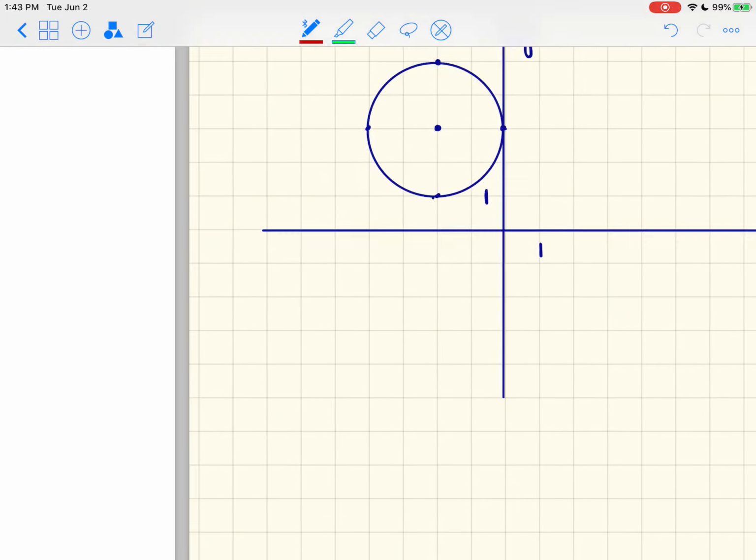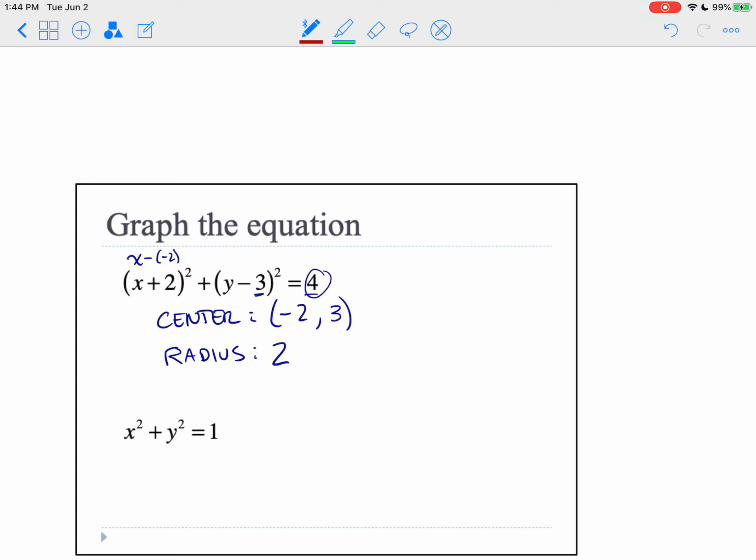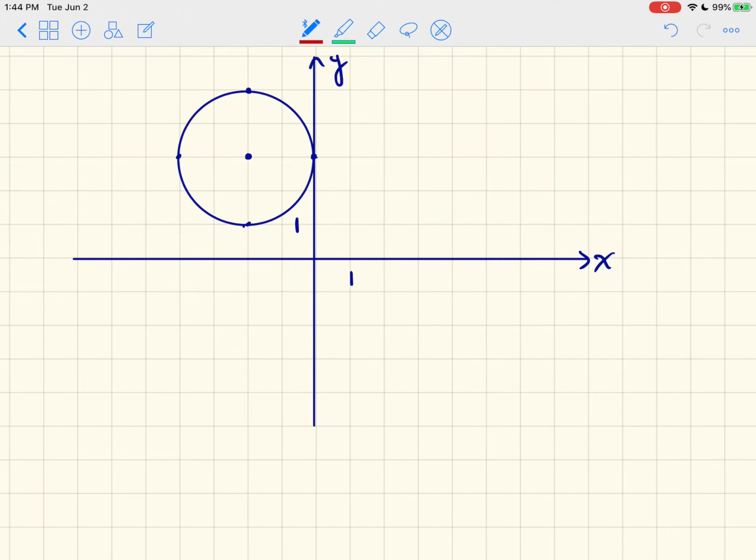Now I'm going to do the other graph on the same coordinate plane, but why don't you pause the video and do this example on your own. First, identify the center and the radius, and then graph it. Go ahead and pause the video now. You're back? Good. The center is 0, 0, because there is no h or k shown, so that's 0 and 0, and the radius is 1.